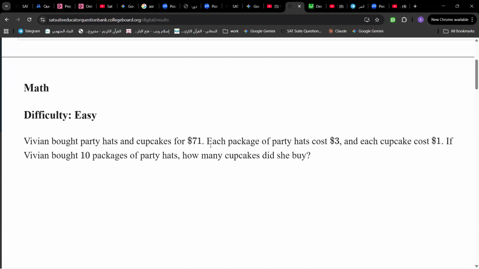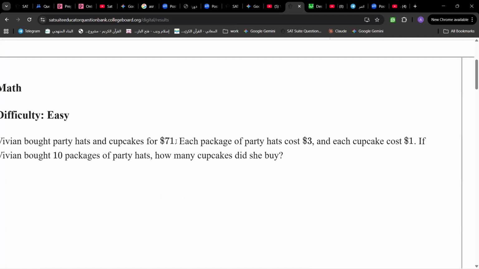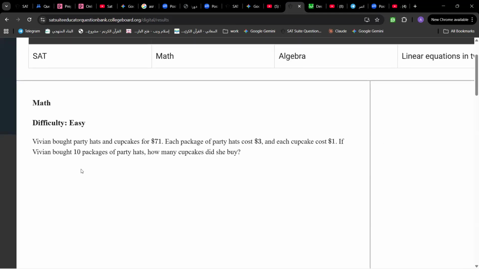Vivian bought party hats and cupcakes for $71. Each package of party hats costs $3, and each cupcake costs $1. If Vivian bought 10 packages of party hats, how many cupcakes did she buy? Vivian bought 10 packages of party hats. How many cupcakes did she buy?